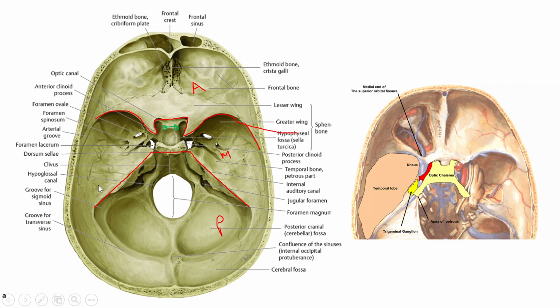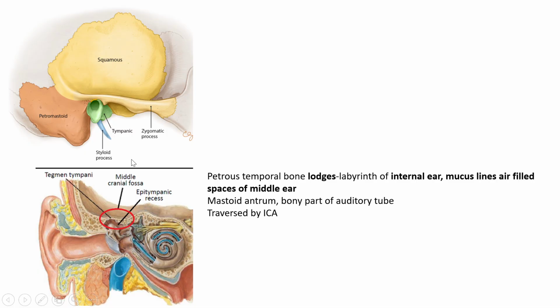Now if we see the petrous temporal bone in a section, the petrous temporal bone is lodging the labyrinth of the internal ear, the mucus lined air-filled spaces of the middle ear, the mastoid antrum, and the bony part of the auditory tube, and it is traversed by the internal carotid artery. You can see this is the area of the tegmen tympani.